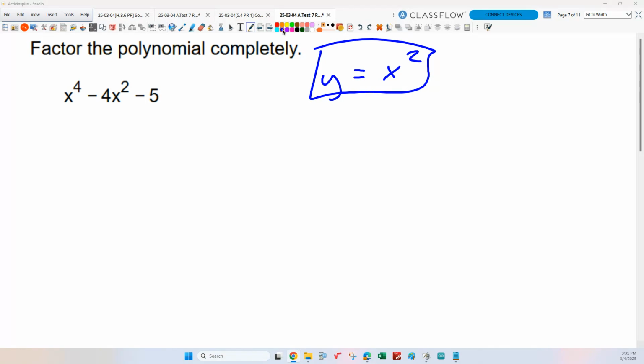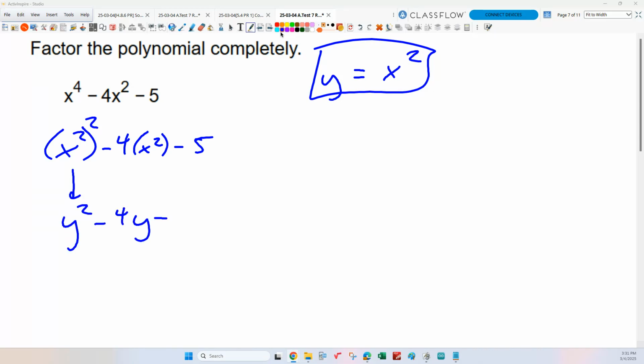Okay, so what does that do? Well, x to the fourth is x squared to what power? Yeah, that's x squared squared minus 4 times x squared minus 5. So if we make a transition here, from x squareds to y's, that's just going to become y squared minus 4y minus 5. That's a basic trinomial, right?